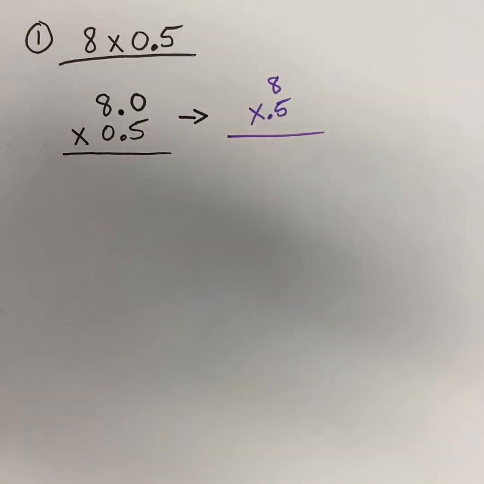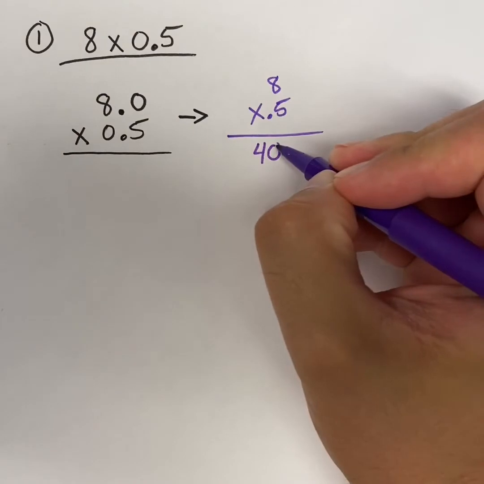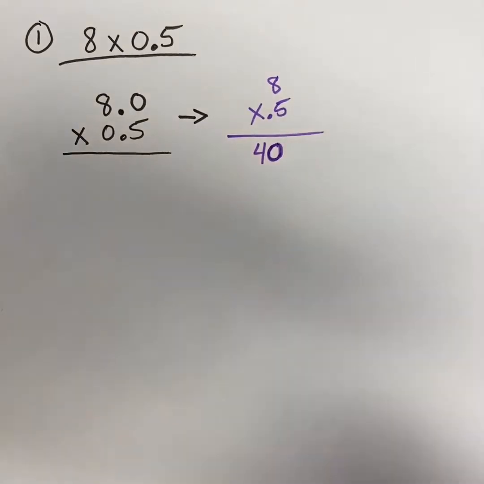If we were to do 8 times 5, we know what 8 times 5 is. It's actually 40. 8 5s would be 40, or 5 8s would be 40. And we have our answer here. But our answer is not 40. We didn't multiply 8 times 5. We multiplied 8 times 5/10.